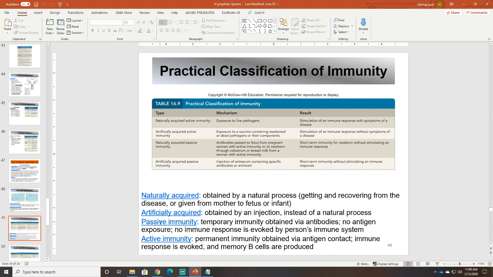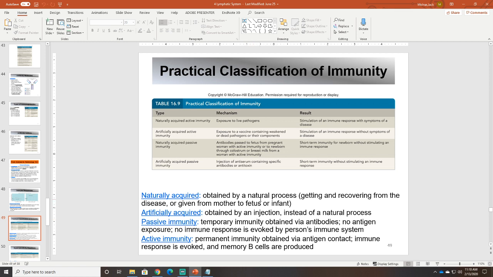So we can give a person biologic drugs which contain antibodies. We can give someone an infusion of antibodies. Or, as a little baby, you drank breast milk, which contained antibodies from your mother. And then the immunity can also be active in that your own B and T cells are producing antibodies against the pathogen or the antigen.